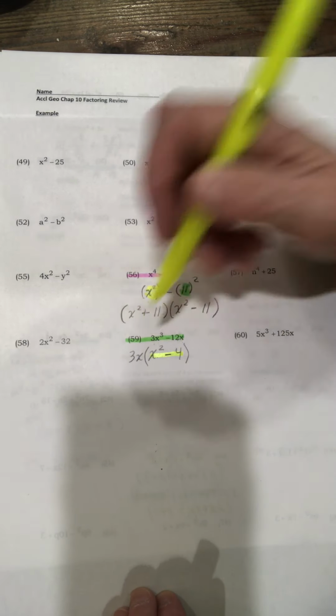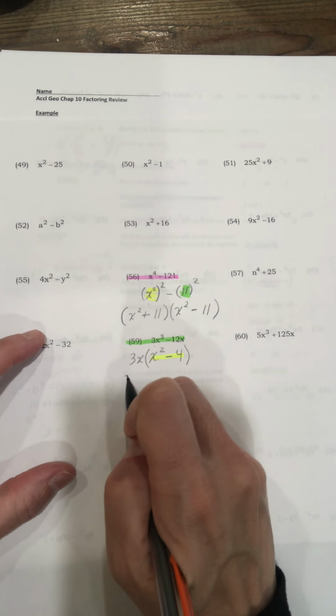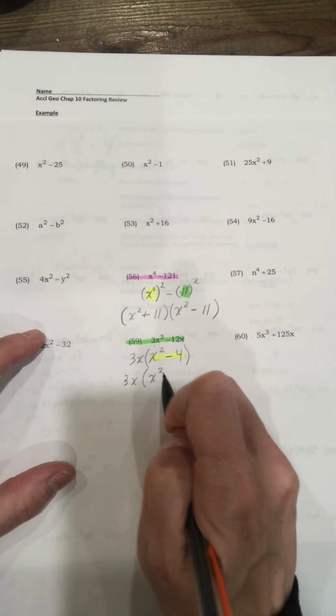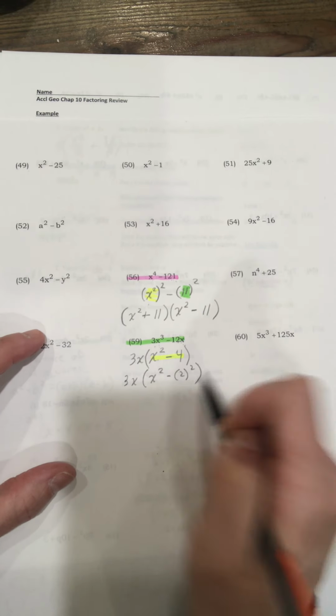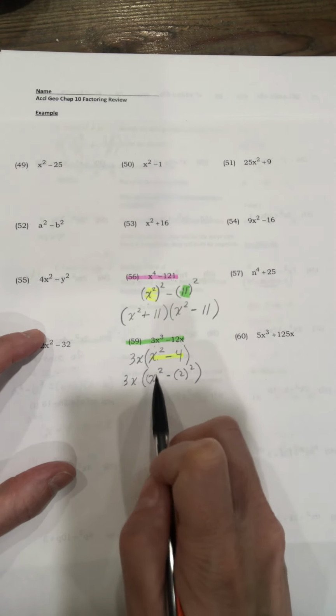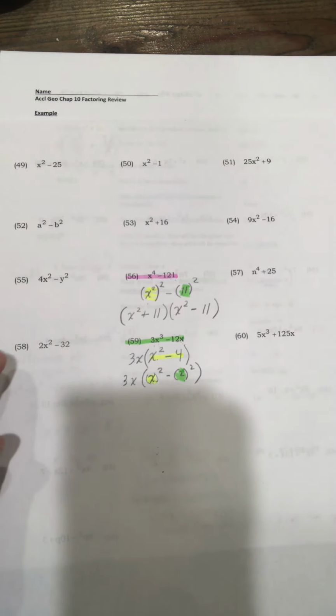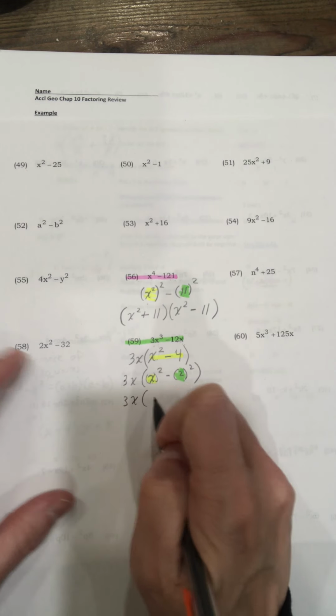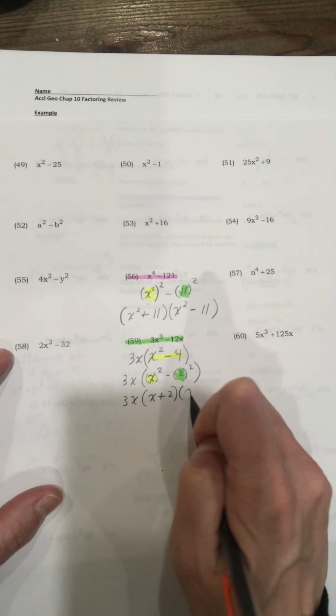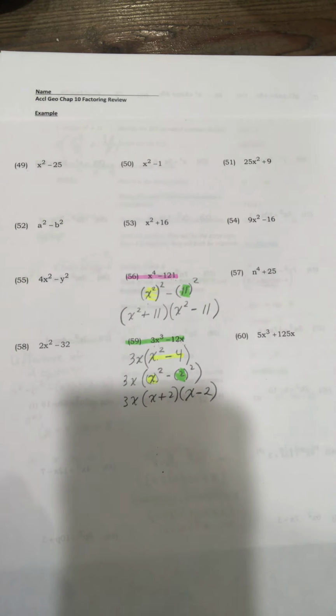Now here, we should see this is the difference of 2 squares. Now we know it's difference because difference means subtraction, and I can see two values that are being squared. Here I have x squared minus 2 squared. X would be my A, 2 would be my B. So now I can factor that one step further. I can say 3x times x plus 2 and x minus 2. And that would be my solution.